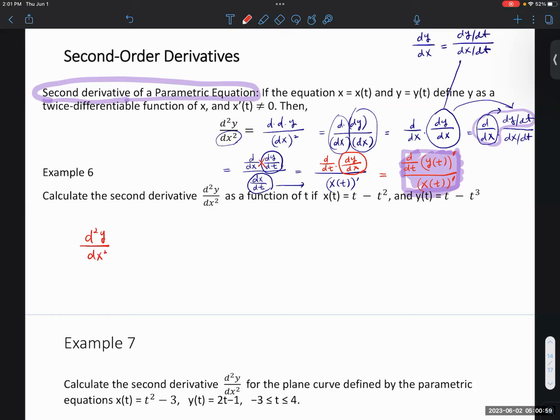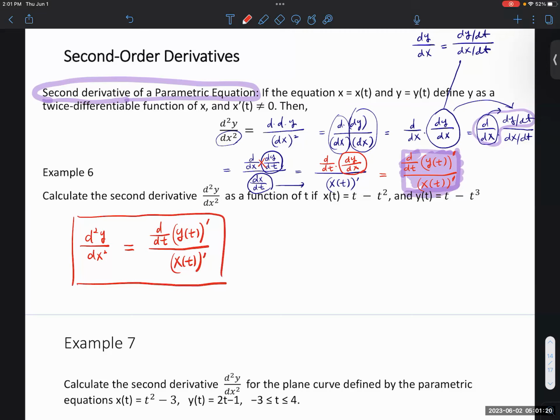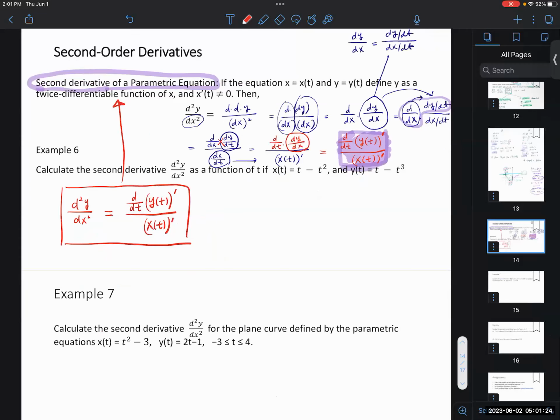of the parametric equation, it's going to be, just remember the last one, d over dt. You're going to take the derivative of the y function first and take one more derivative with respect to t, divided by x function prime. That's it. That's all you need. This is the second derivative of the parametric equation.